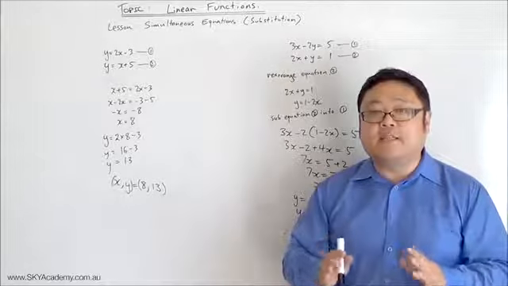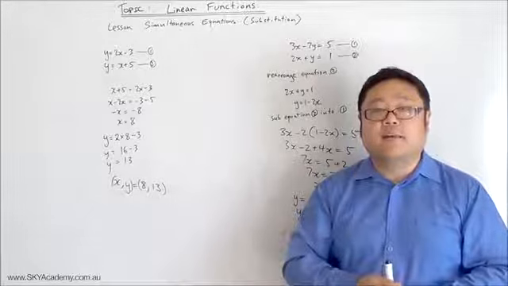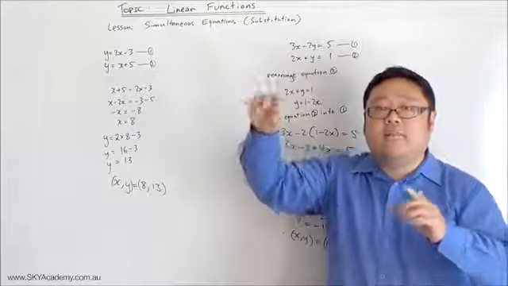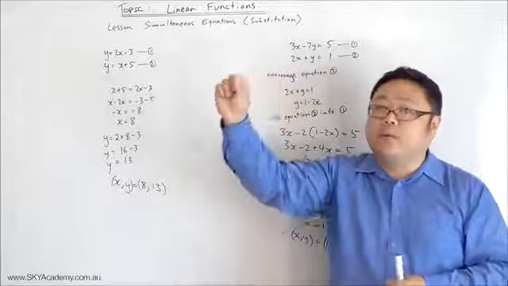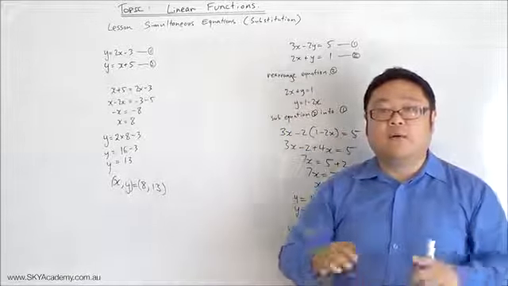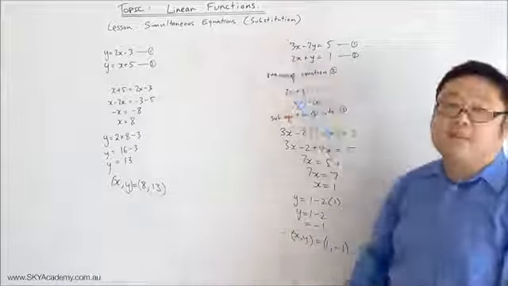Well, that's it for lines that intersect, simultaneous equations. In the next episode, we'll be looking at how to find the equation of a line that passes through one point and the intersection of two other lines without actually having to find the point of intersection, without simultaneous equations.